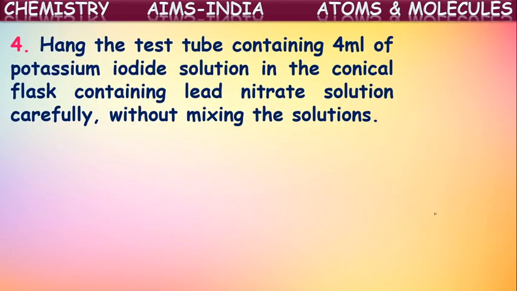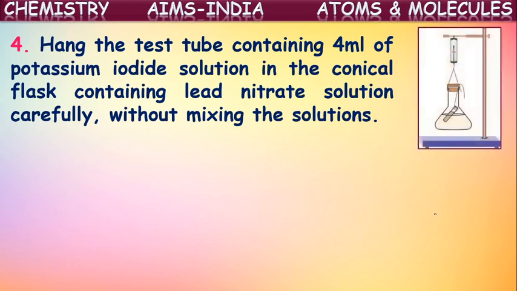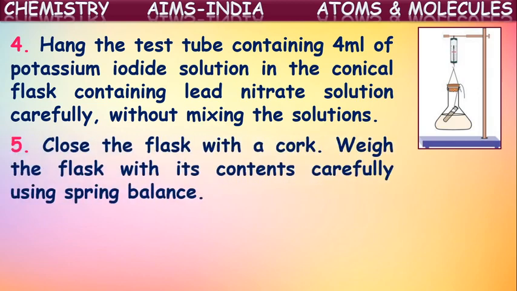We have to hang this test tube containing 4 ml of potassium iodide solution in the conical flask containing lead nitrate solution. It should be done very carefully, so that the solution present in the test tube should not spill into the conical flask. Care should be taken in that way. Slowly hang the test tube into the conical flask by using a thread. Now we have to close the conical flask with a cork.